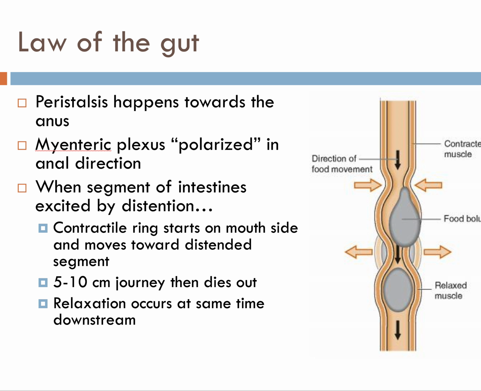I mentioned before the law of the gut states that everything in the myenteric plexus is polarized towards the anus. So the contracted muscle will help propel food towards the anus. The contractile ring starts on the mouth side of your body, whatever part that you're on. A normal peristaltic wave, especially in the intestines, goes about 5 to 10 centimeters, then dies out. And then we have relaxation at the same time downstream to allow the bolus to move on into a non-contracted area. So remember, this is peristalsis. It all happens towards the gut.